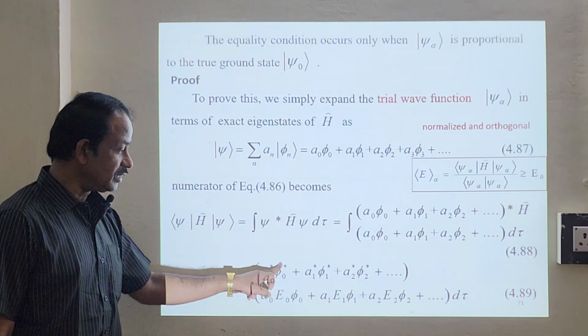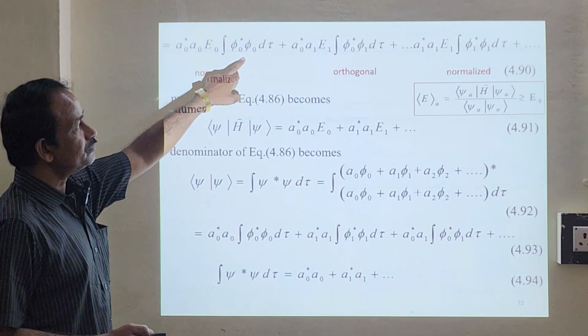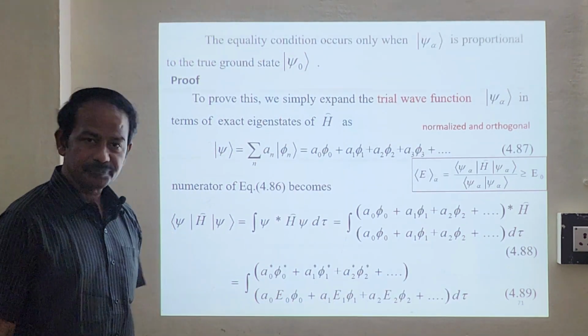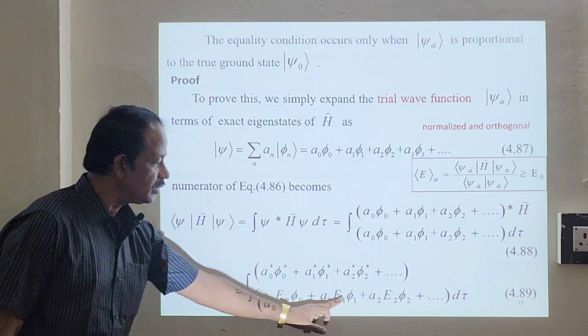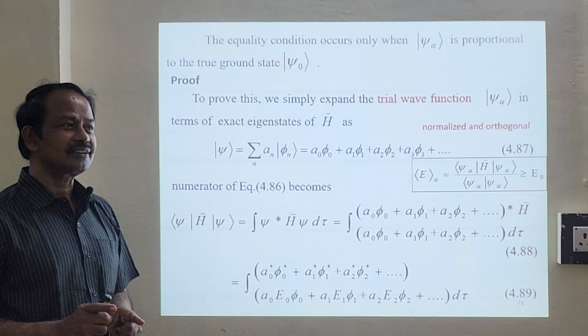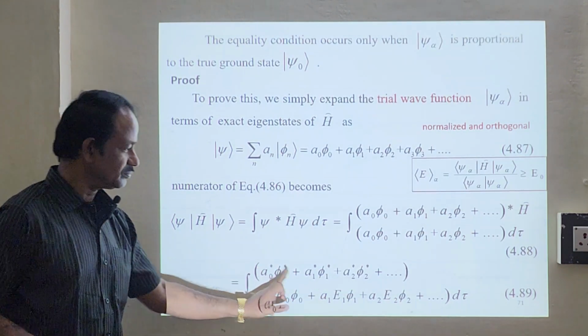So the answer will be phi naught star phi 0, and that will be your first one, d tau. What is this one? This one multiplied by this one. You will have phi naught star with phi 1, and they will be the canonical delta function. Since n is not equal, this must be equal to 0.